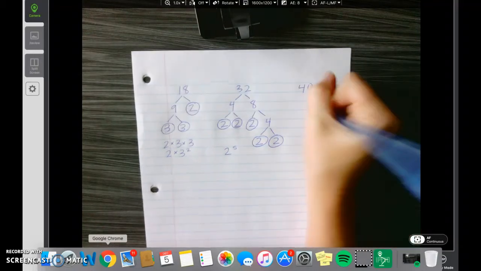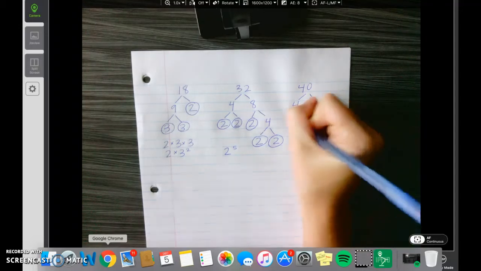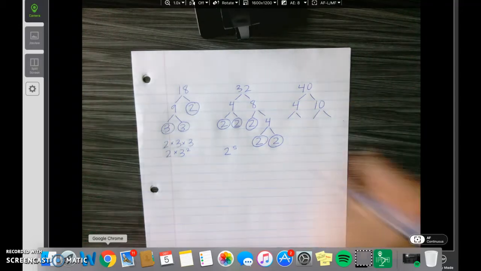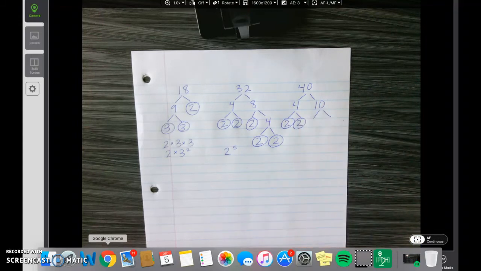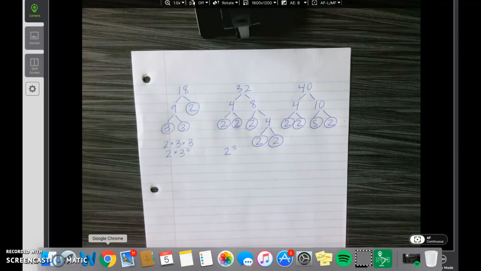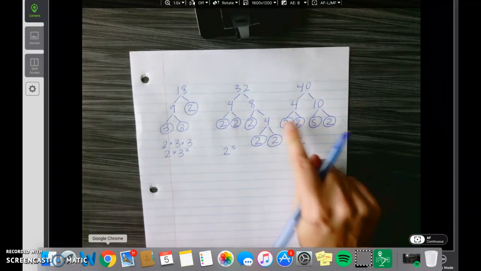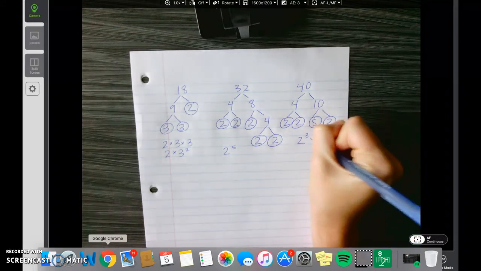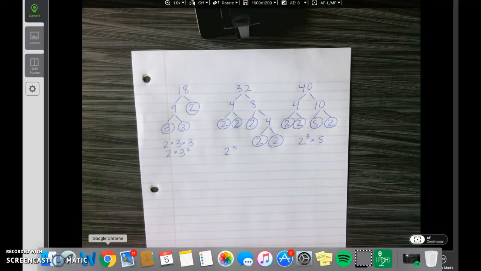And then 40, I know that 4 times 10 makes 40. 4 and 10 are both composite. 2 times 2 makes 4. Those are both prime, so I'm going to circle them. 5 and 2 make 10, both of which are prime. So now if I want to list them from least to greatest, I have 2, and I have it 3 times, so I have 2 to the power of 3 times 5.